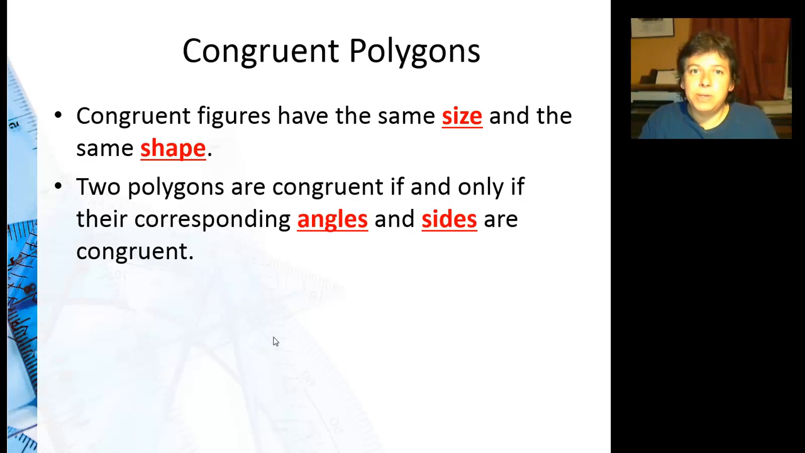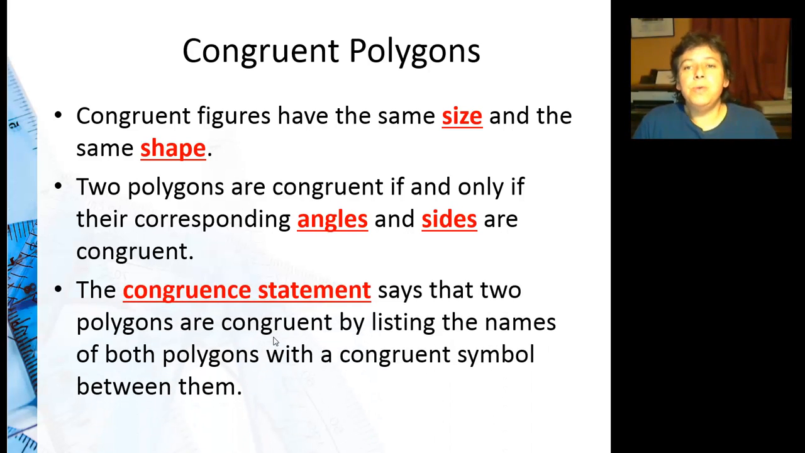So all the angles have to match and all of the sides have to match. If all the angles don't match, then it's not congruent. If all of the sides don't match, it's not congruent. The congruent statement, which is something we're going to be making, shows you which two polygons are congruent by listing the names of both polygons with a congruent symbol between them. Those points that they use, the vertices, have to be in matching order.